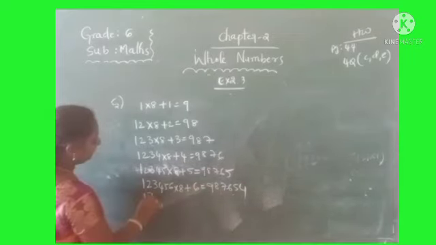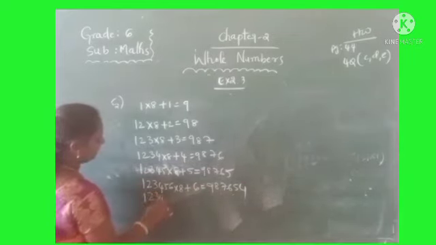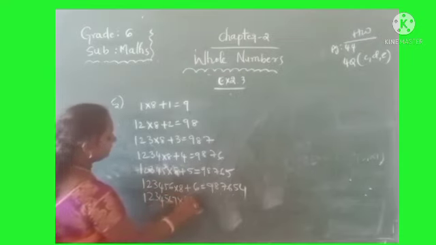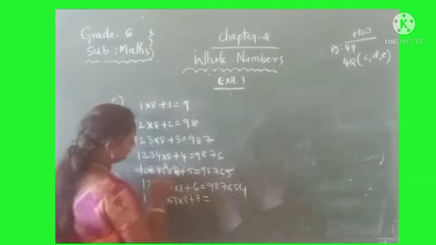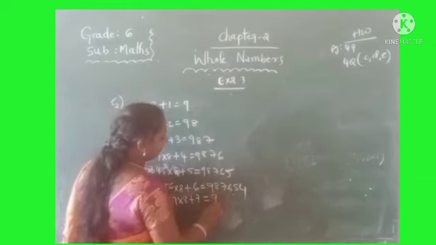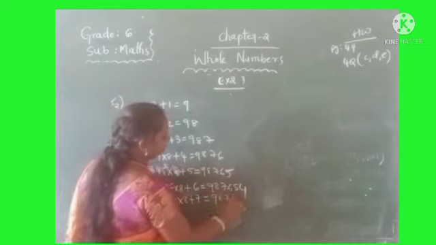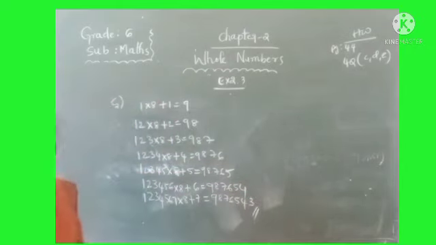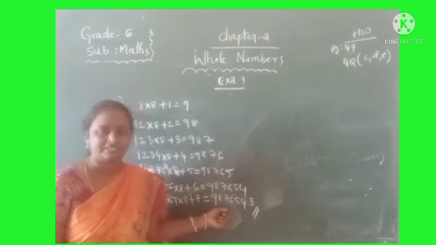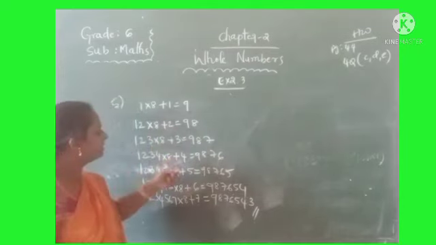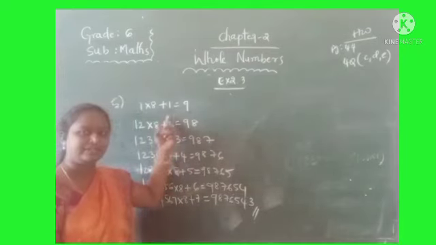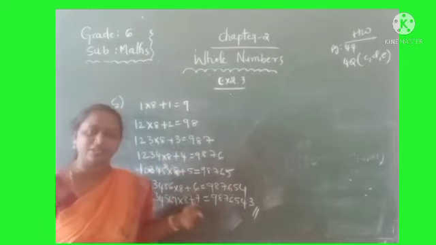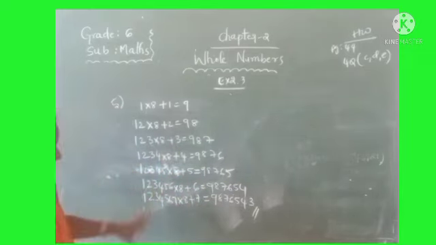9,87,654. Similarly, one more step. Here 1, 2, 3, 4, 5, 6, 7 into 8 plus 7. If you add 7 to that number, you will get directly this one. Otherwise you can multiply this one, you will get the same answer. Directly by using this pattern, we are adding each time 1 after 2, 3, 4, 5, 6, 7, 8, 9, 10 like that. You can add the pattern.